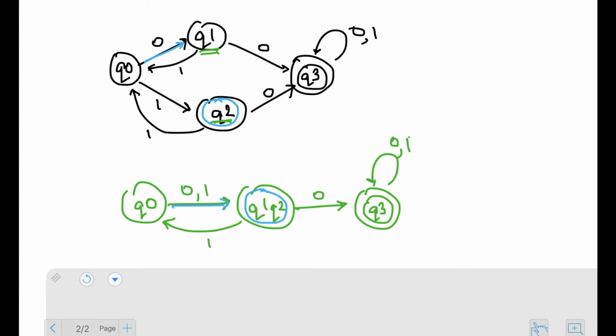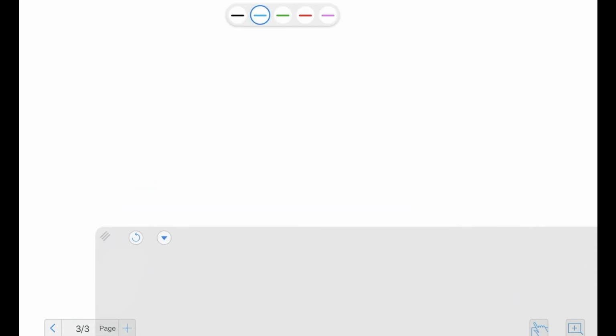If they are either both final states or both non-final states, then I can look at all of their transitions, and if all the transitions are the same, then those two states are equivalent. So that's the second step in state minimization. Now let's look at another example right here.